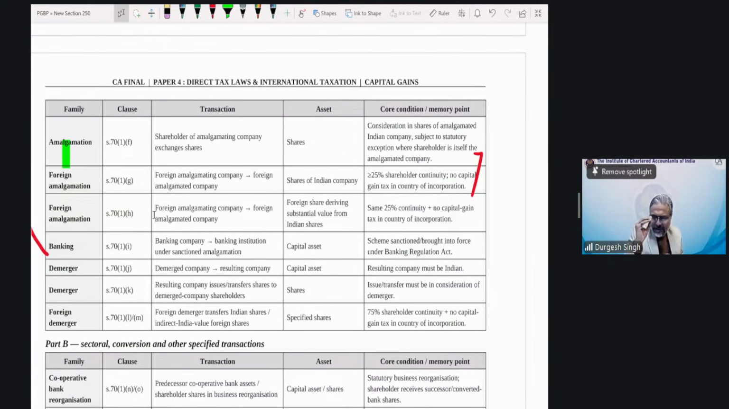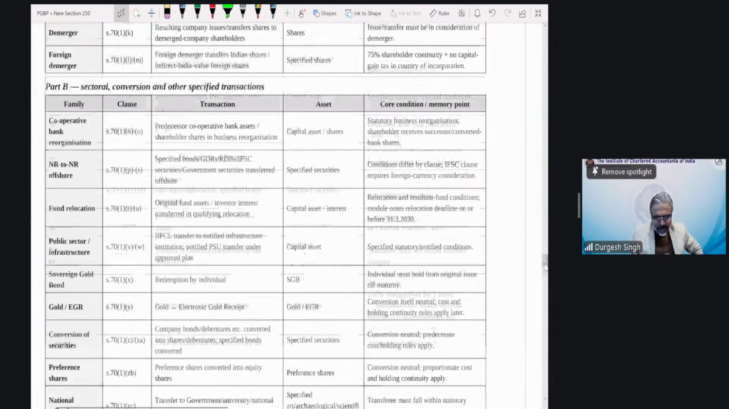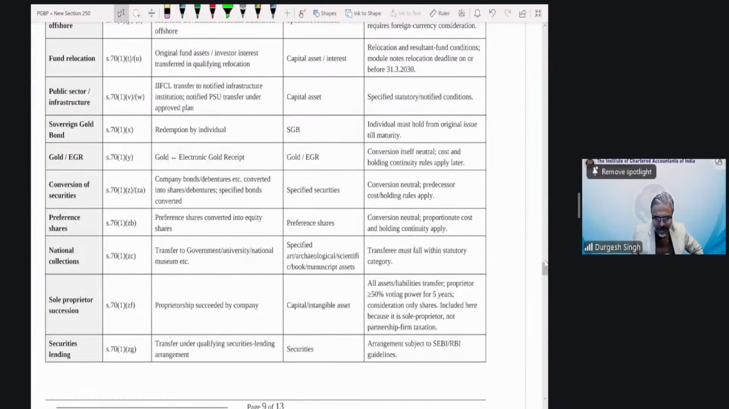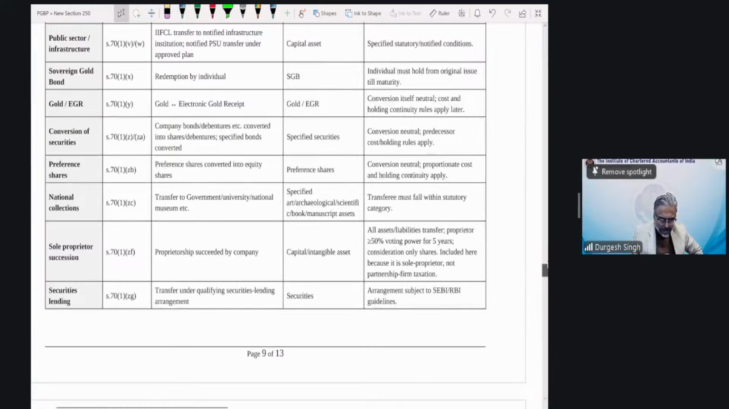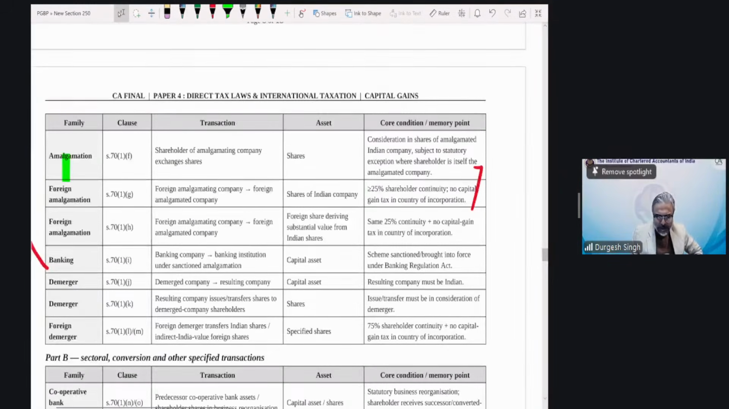At this stage, it is very premature for you to enter into this regime. With that, students, before I do demerger, some section 70 that I will pick up right now, only for the sake of revision. Let's have a look.